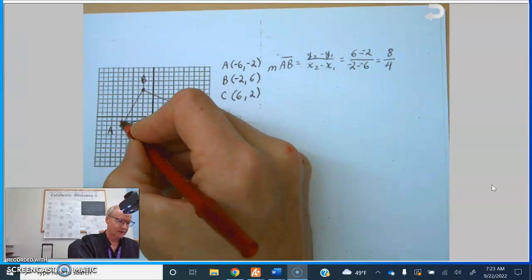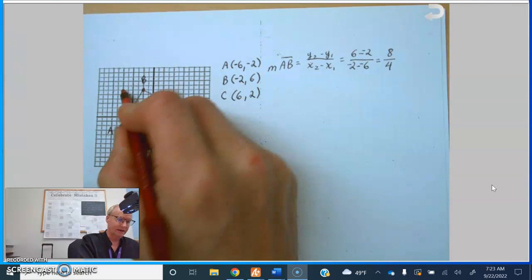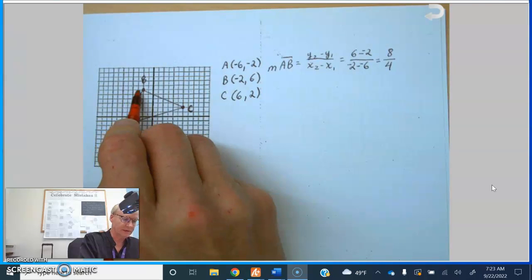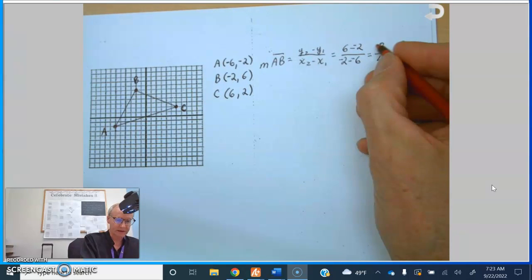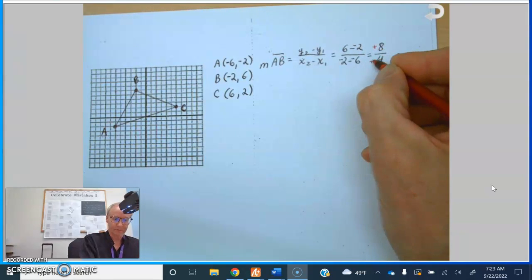Try again. 1, 2, 3, 4, 5, 6, 7, 8. That is up 8 over 1, 2, 3, 4. Up 8, that's a positive 8, isn't it? Over 4. And there they are.